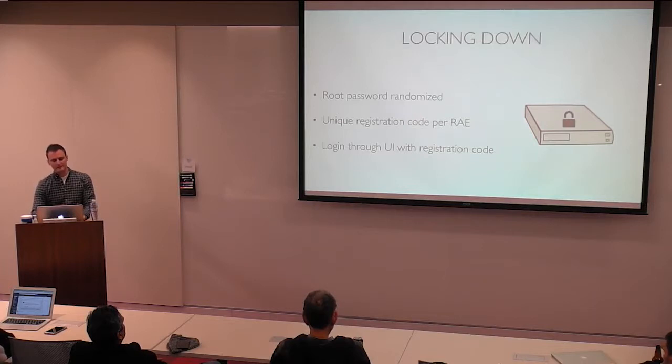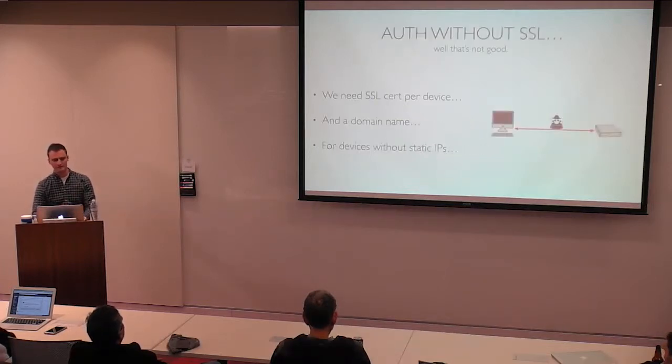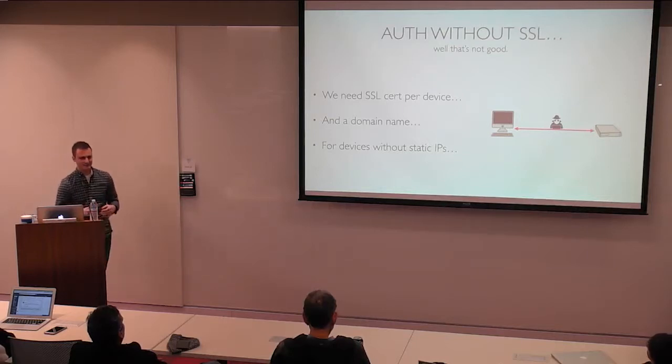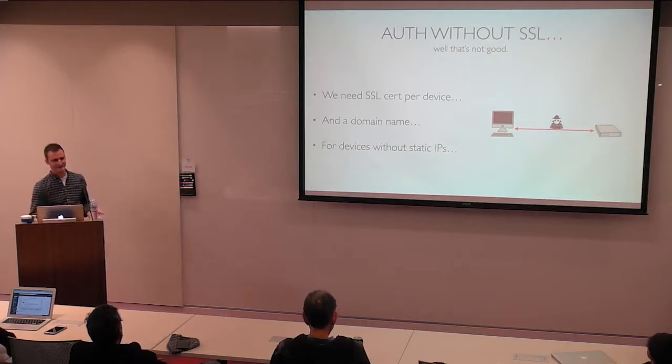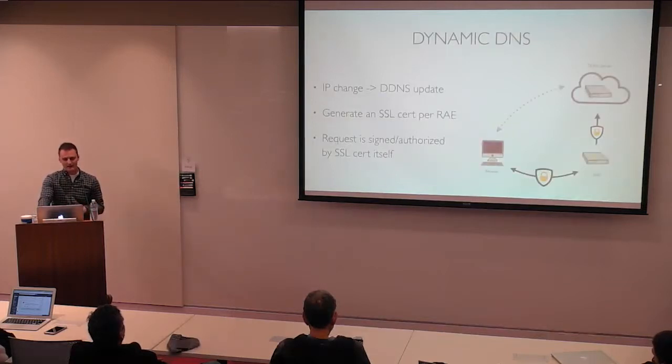So once we set up a login through the UI, we then, of course, realized, well, we can't log in through the UI if we don't have SSL. That's no good. We don't want anybody stealing our registration code. So we needed an SSL cert per device. And we didn't have any domain names for these boxes, so we needed to get a domain name. But then we realized we don't have static IPs either, so how are we going to associate a domain name to these? So that led us down the path of a dynamic DNS service. So whenever there's an IP change, we just send a DDNS update.